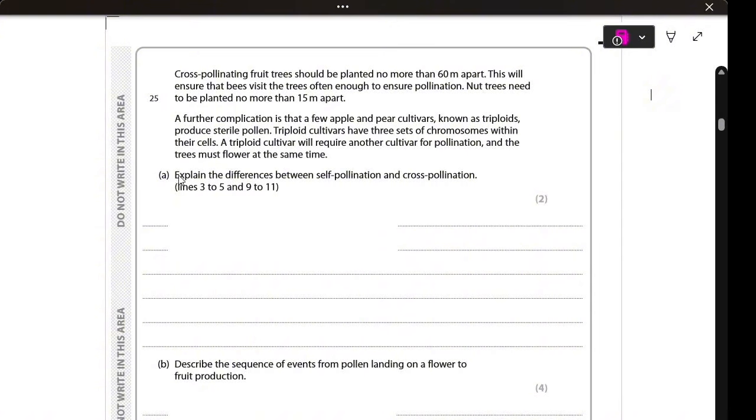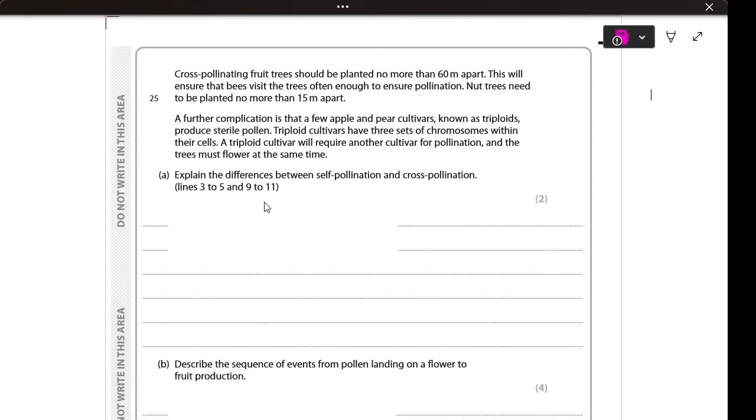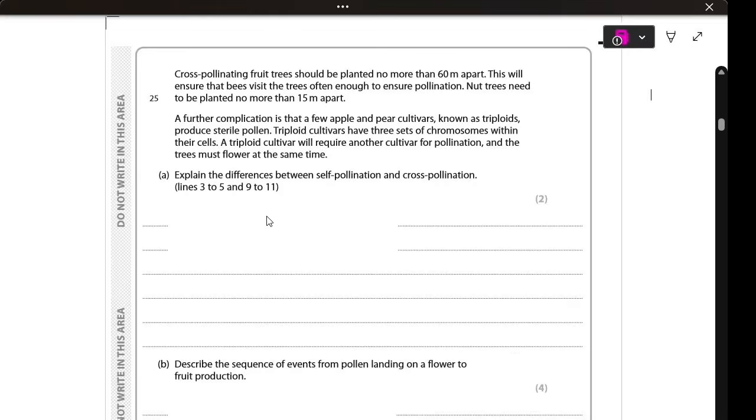So in part A, they have asked, explain the difference between self-pollination and cross-pollination. This is a very straightforward question. We just have to state the difference. That is, self-pollination occurs within the same plant and cross-pollination occurs between different plants.